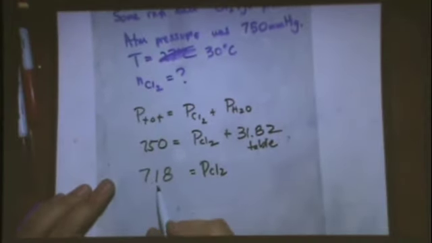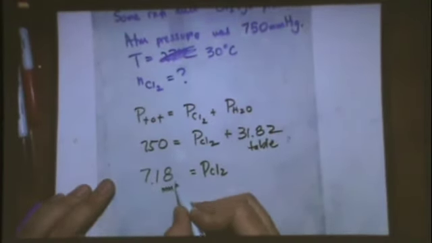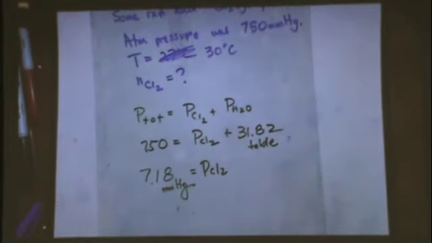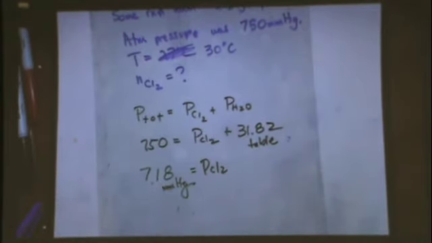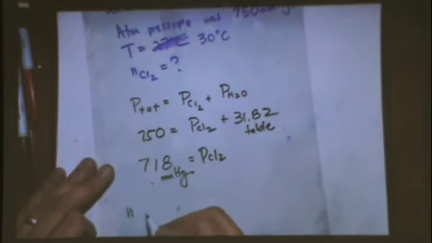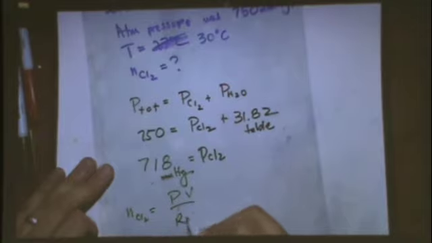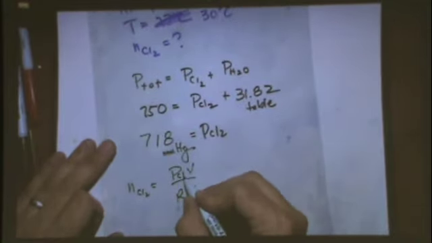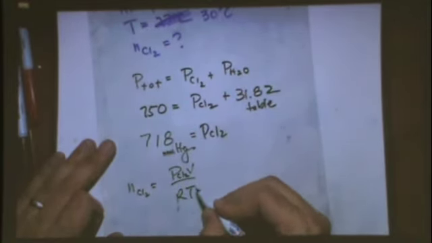Oh, you want to zoom out? Y'all want to zoom out? I understand, right? Okay. You want to see what I'm writing. What, 718, did I do my math right? Yes. Cool. Okay, so that's that. If I want to find moles of Cl2, I'm using the ideal gas law. PV equals nRT, but it's PCl2, which I just found, times V over RT.